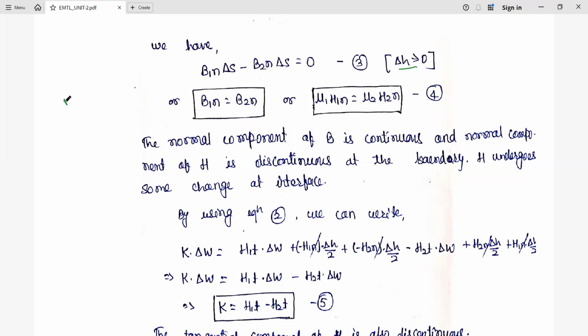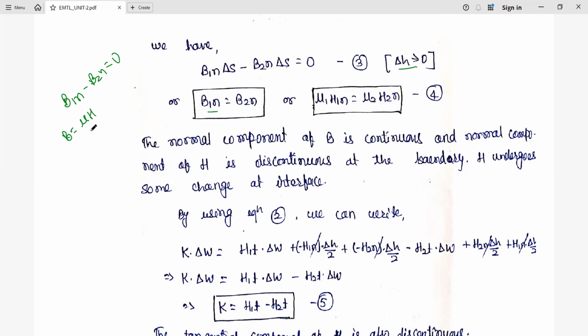So finally we'll get B1n minus B2n equal to 0. So that can be written as B1n equal to B2n. So it shows that the normal component of the flux density at the interface or at the boundary is continuous. Okay. Since it is equal on both sides, in medium 1 and medium 2. And we already know that B equal to mu H.